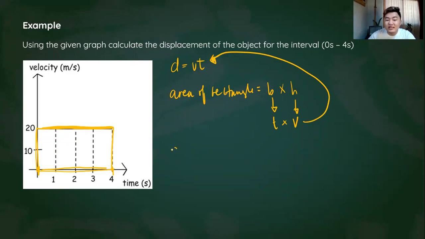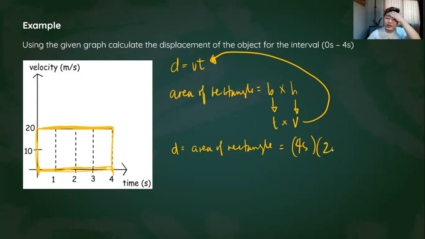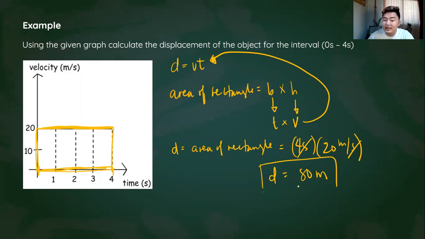Therefore, displacement is equal to the area of the rectangle. Solving for it, the area of the rectangle is base times height. Our base is 4 seconds times our height of 20 meters per second. Cancel seconds, and you will get 80 meters. Therefore, the displacement of the object being described here is 80 meters, positive since the velocity is positive.